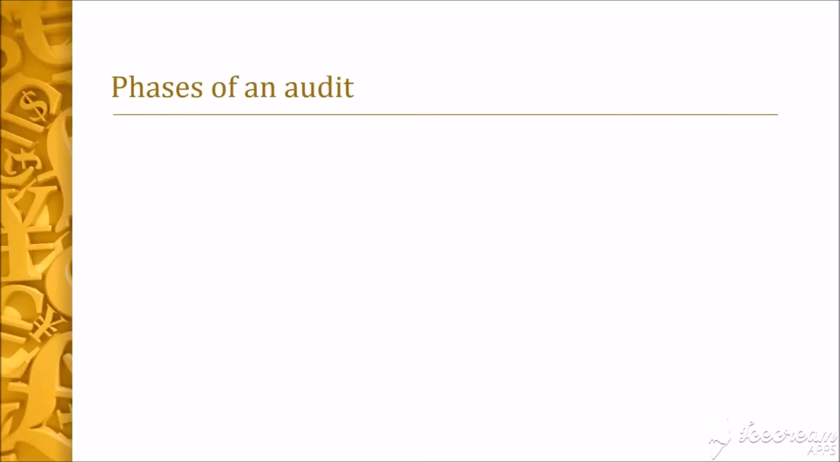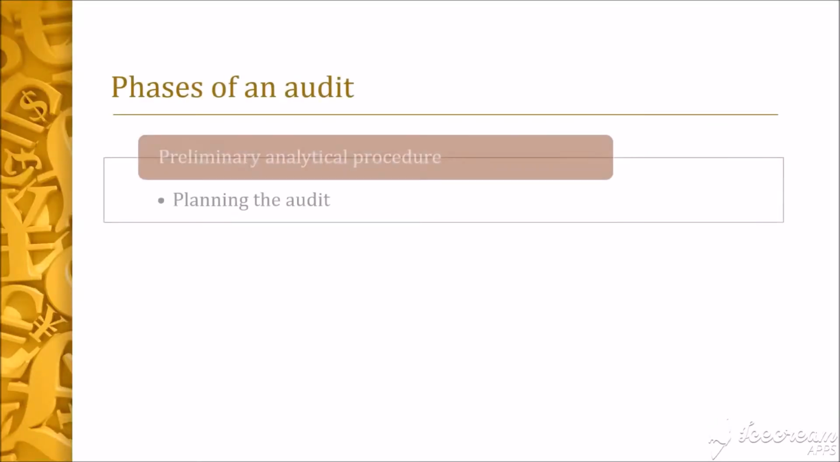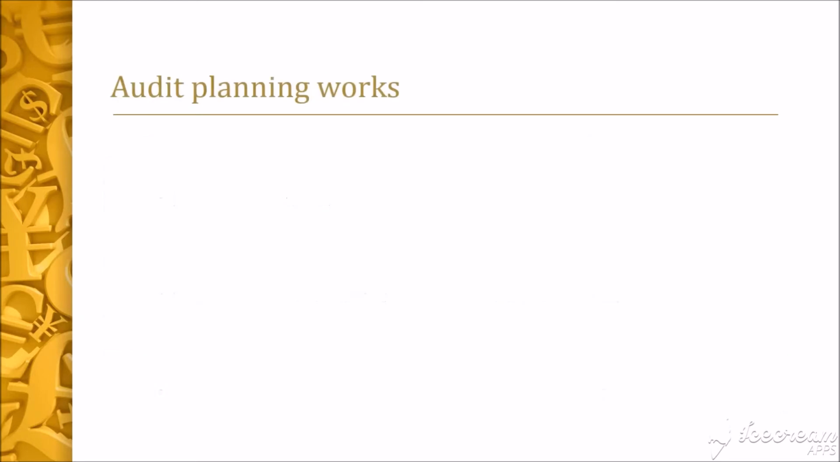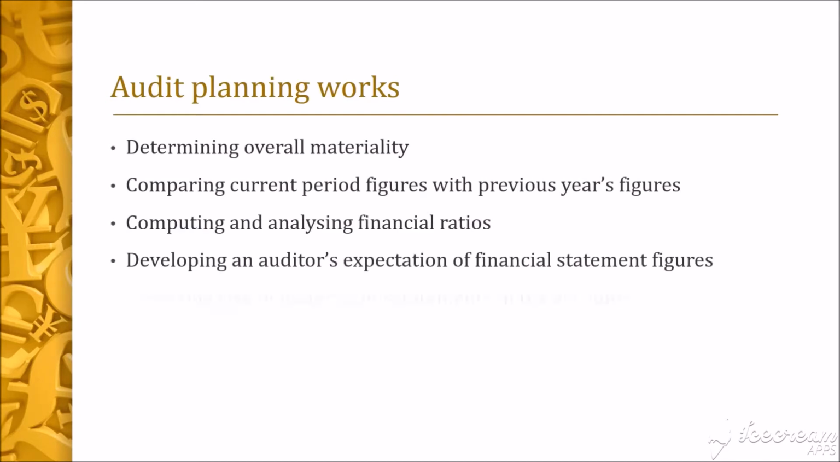An audit follows three phases: preliminary analytical procedure, substantive analytical procedure, and final analytical procedure. In this video, we will go through the preliminary analytical procedure, where the auditor mainly plans for the audit procedures. An auditor can perform several tasks to plan for his audit. Here are some of the tasks an auditor could perform to plan for the audit.